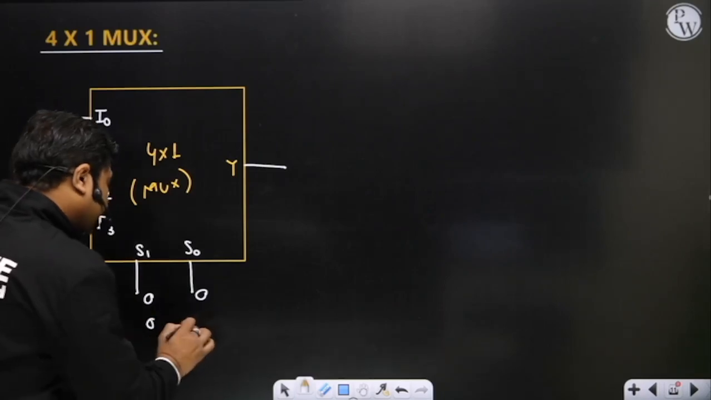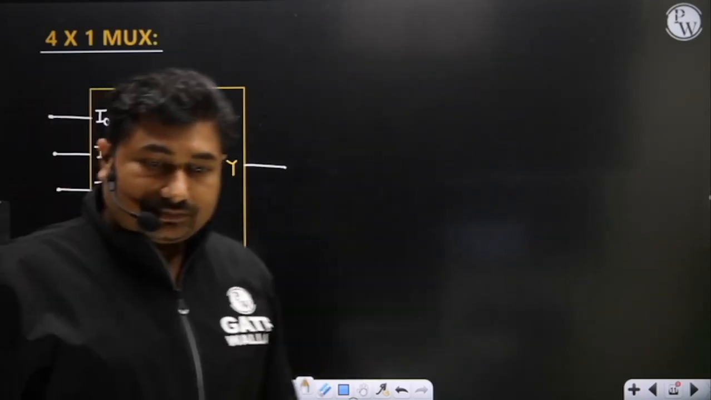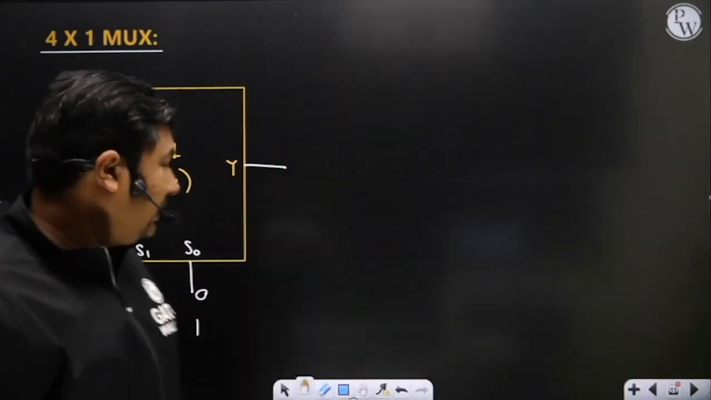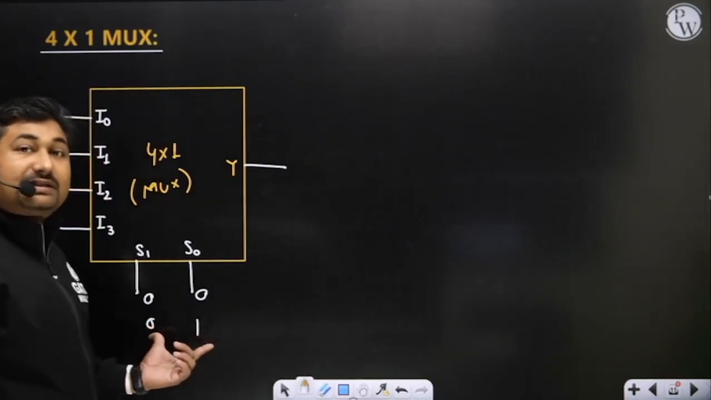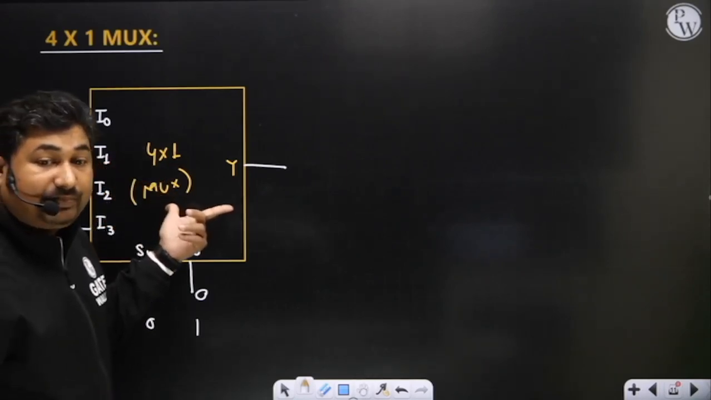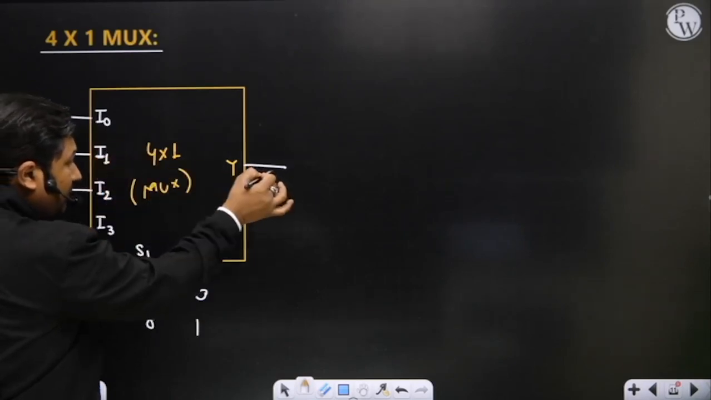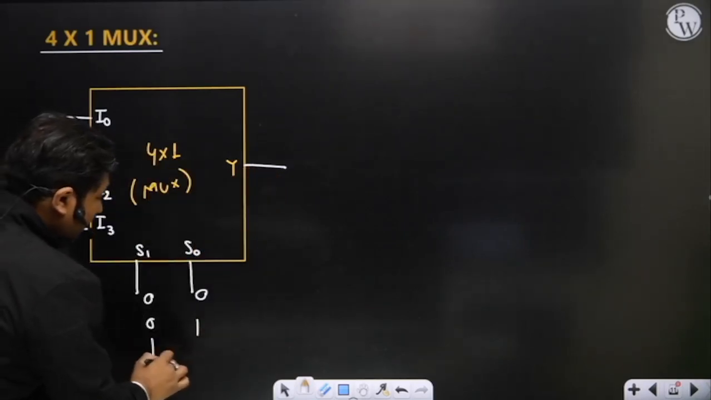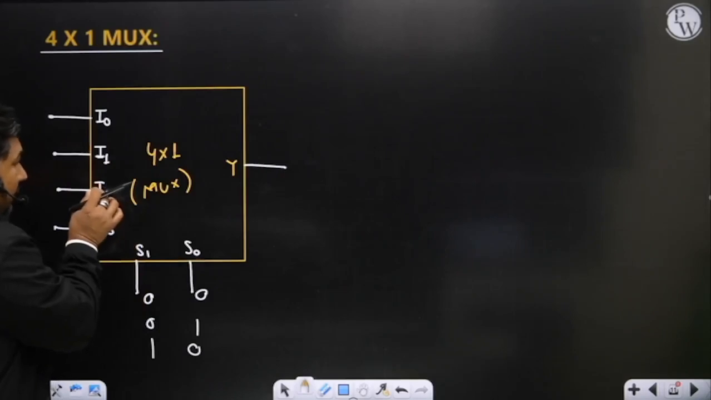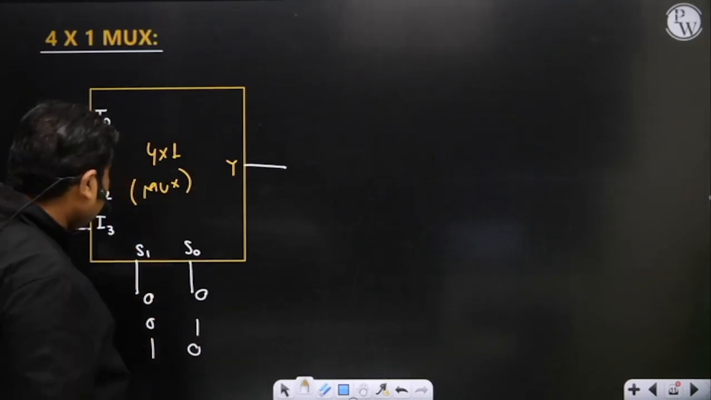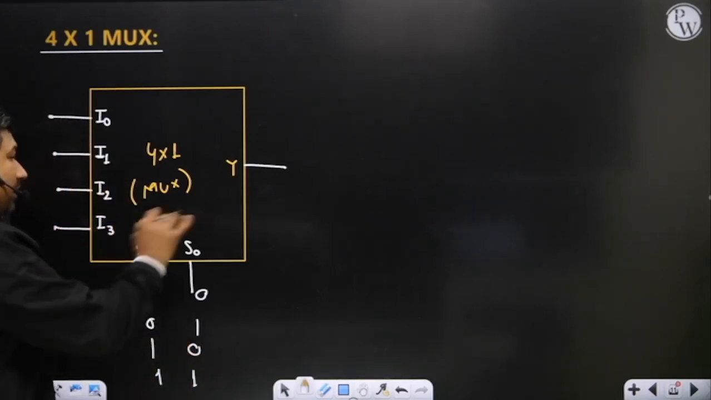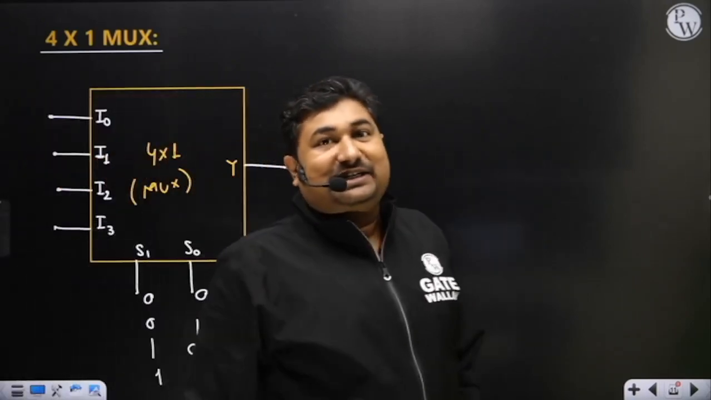In case I select 0, 1, this is the binary of 1. So, whatever information is on the I1 pin is going to be transferred to output Y. Is it okay? Similarly, if I have 1, 0, this is the binary of 2, so whatever information is on the I2 pin is going to be transferred to output Y. And for 1, 1, whatever information is on the I3 pin is going to be transferred to output Y. Sir, it's very easy.